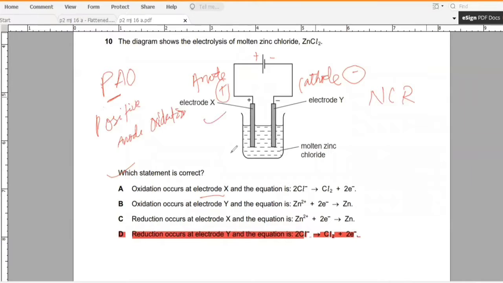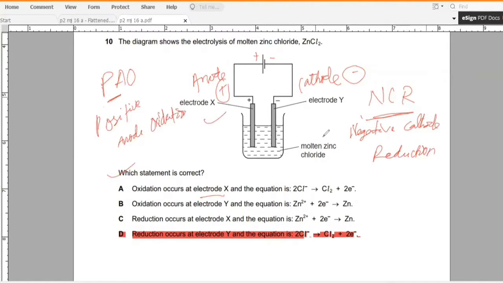Oxidation means loss of electrons. NCR means negative, cathode, reduction. Clear? That means you are confirmed that on the cathode side reduction always takes place. That means at electrode Y reduction will take place, but at electrode X oxidation takes place.